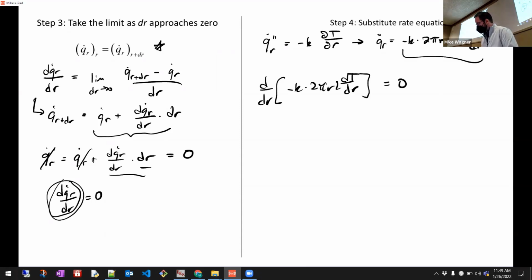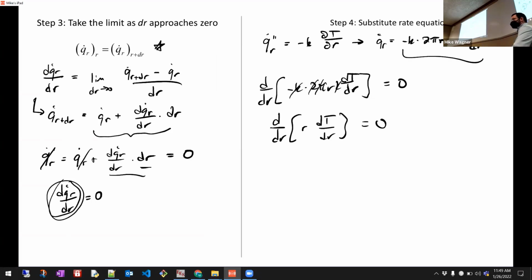Minus k, 2π, and L all cancel out. We're left with this equation, d/dr of r dT/dr equals 0. r does not cancel out, r is still there. Then our task is just to solve this differential equation to come to a solution in temperature. We can solve this pretty easily, because the variables can be separated, so we don't have any issue there.